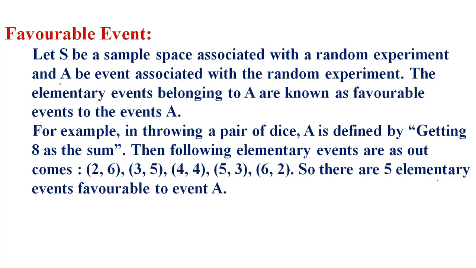So let's understand what a favorable event is. Let S be a sample space associated with a random experiment and A be an event associated with the random experiment. The elementary events belonging to A are known as favorable events to the event A. For example, in throwing a pair of dice, A is defined by getting 8 as the sum. Then the following elementary events are the outcomes: (2,6), (3,5), (4,4), (5,3), (6,2). So there are 5 elementary events favorable to event A.